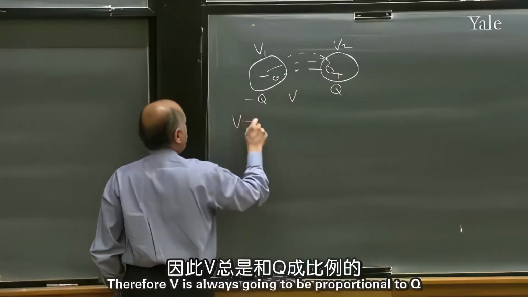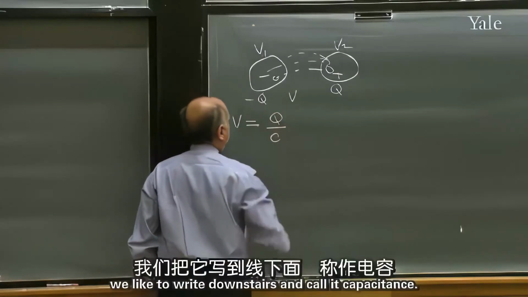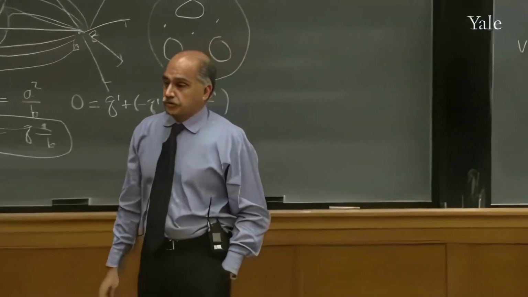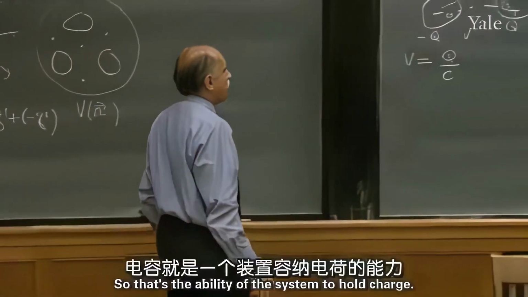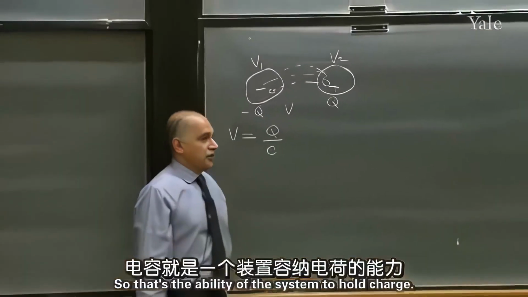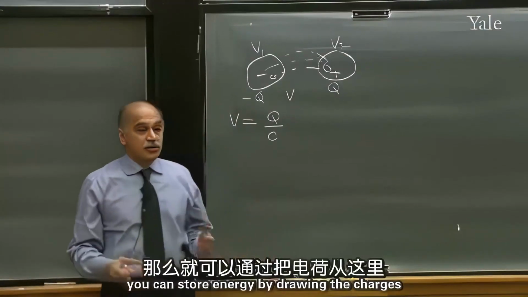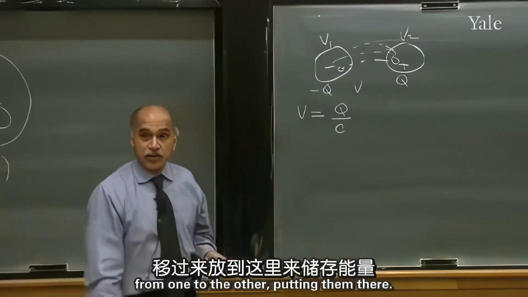Therefore, V is always going to be proportional to Q, and the constant of proportionality we like to write downstairs and call it capacitance. So that's the ability of the system to hold charge. So if you've got any two metal containers, you can store charge, you can store energy by drawing the charges from one to the other and putting them there.